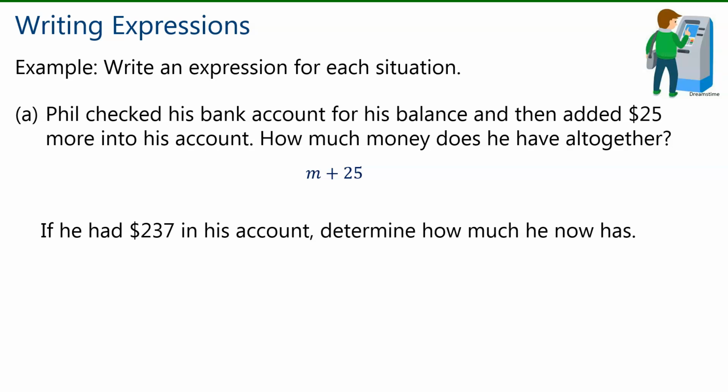Now let's say he had $237 in his account. How much money does he have now? Well, M represented how much he had, so if I replace M with 237 and then add 25 onto that, I'll see that that is 262. So now when I answer the question, I can put in the dollar sign and say that Phil now has $262.